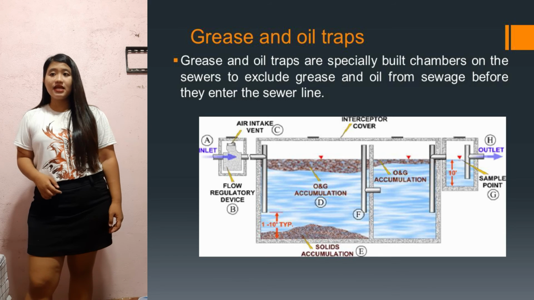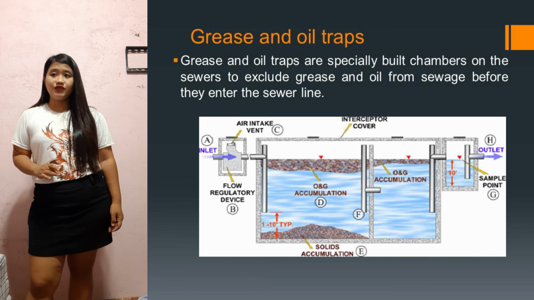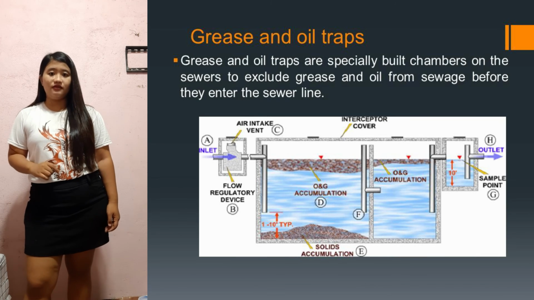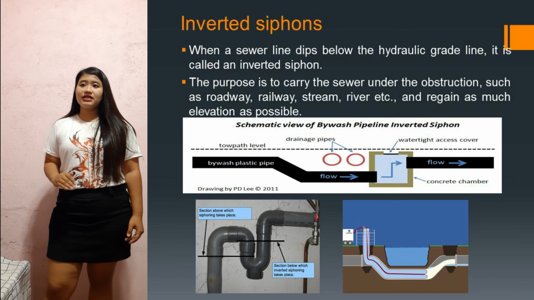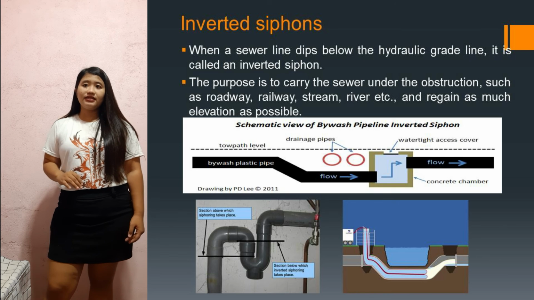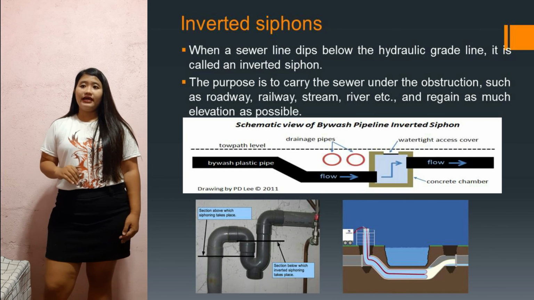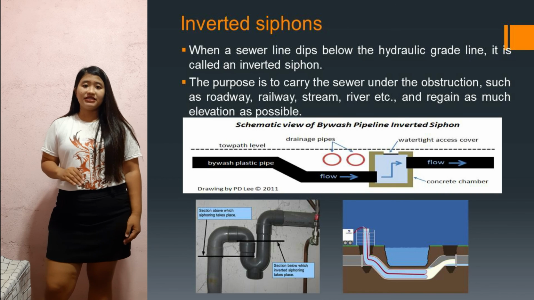So next is grease and oil traps. Grease and oil traps are specially built chambers on the sewers to exclude grease and oil from sewage before they enter the sewer line. So next is inverted siphons. When a sewer line dips below the hydraulic grade line, it is called an inverted siphon. The purpose is to carry the sewer under the obstruction, such as roadway, railway, stream, river, and regain as much elevation as possible.